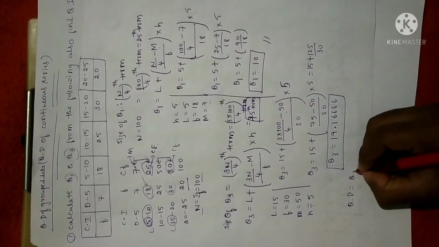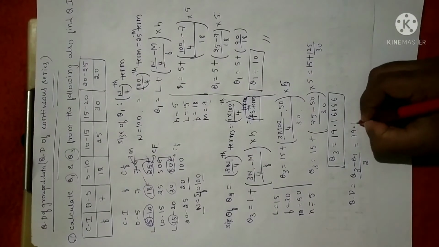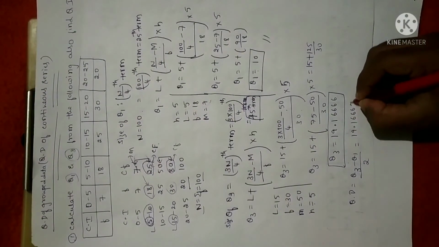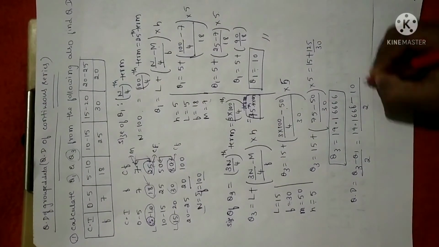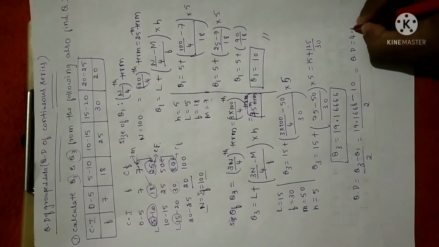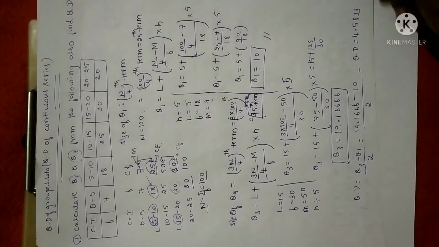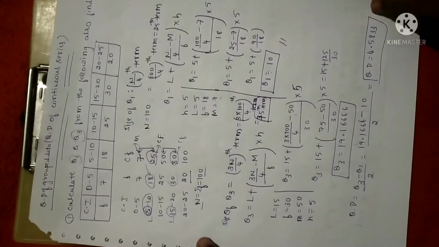So once you obtain Q1 and Q3, you can find the quartile deviation. It is given by Q3 minus Q1, divided by 2. Q3 is 19.1666, minus Q1 which is 10, divided by 2. So after division, you will get the quartile deviation as 4.5833. So this is the required quartile deviation. I'll just repeat once again.